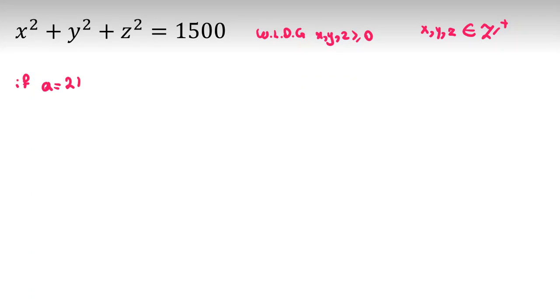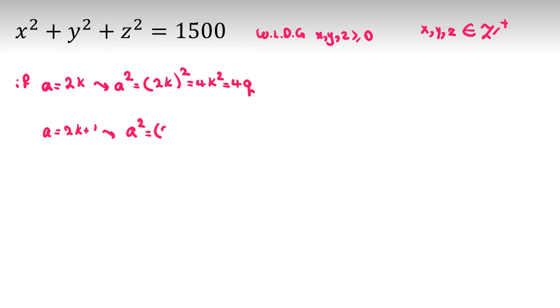If a is even, it will be 2k. If a is odd, it will be 2k plus 1. Here, a squared will be 2k squared, which will be 4k squared. So a squared will be a multiple of 4. Now, for the odd one, a squared will be 2k plus 1 squared.